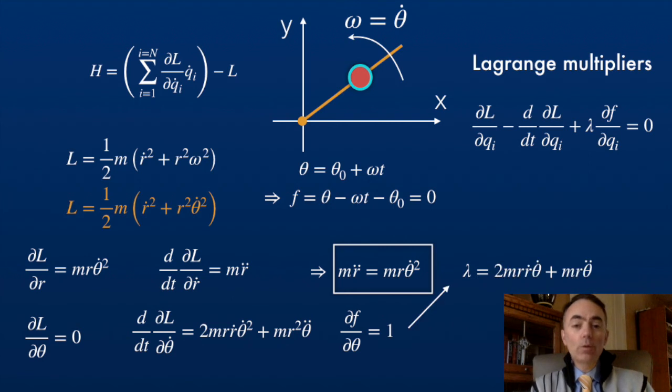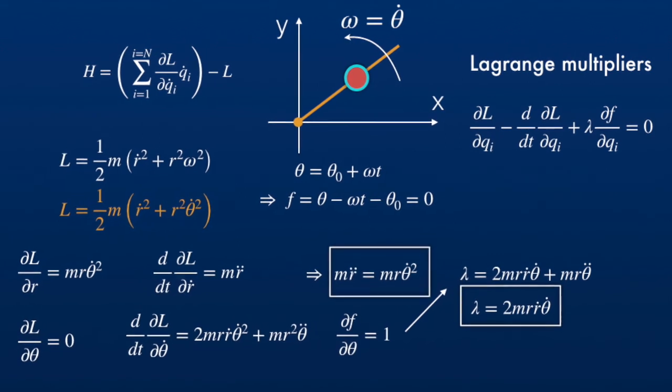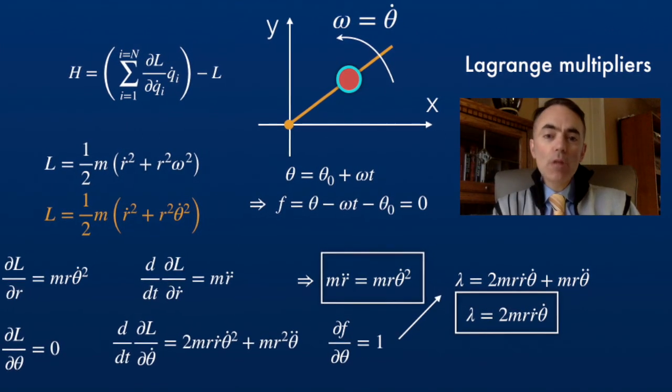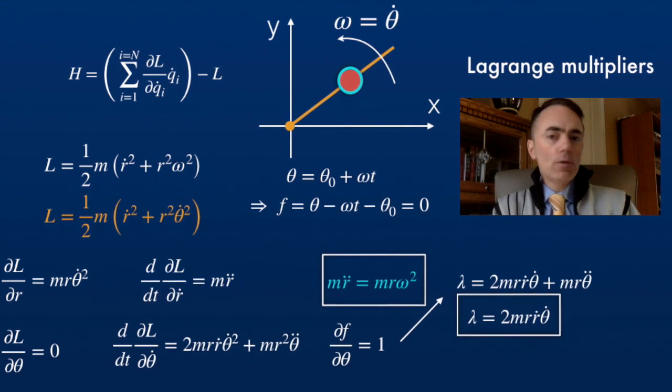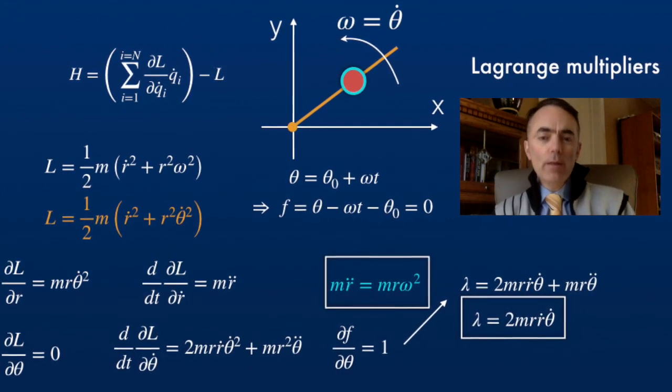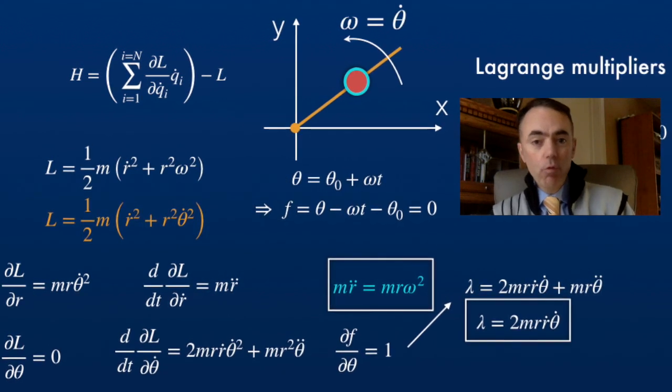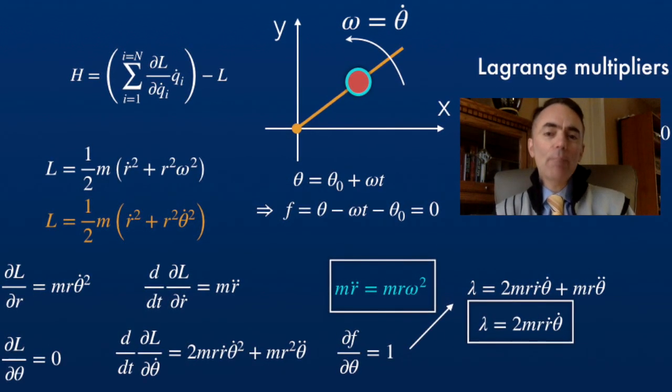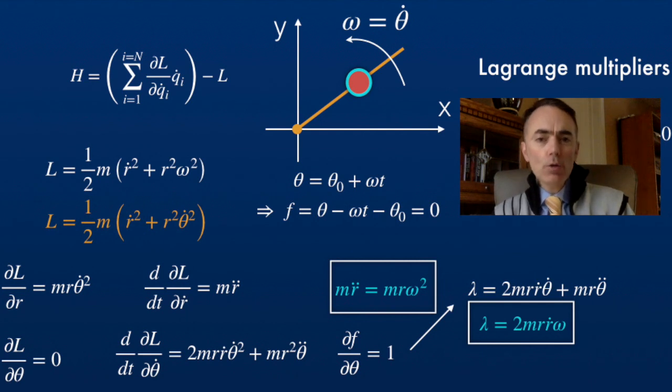With theta dot equal to omega and theta double dot equal to 0, then the equation of motion is m r double dot equals m r omega squared. This is Newton's second law in the radial direction, ma equal to the centripetal force. And the constraint equation is lambda equal to 2 m r r dot omega, which is the Coriolis force, a fictitious force resulting from the system being in a non-inertial reference frame. This force is in the theta direction as the constraint depends on theta. So it is the tangential force.